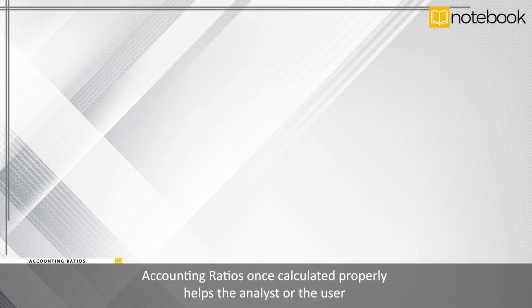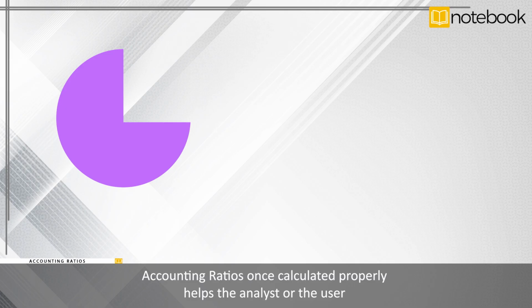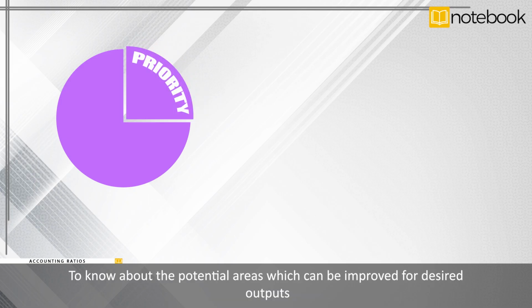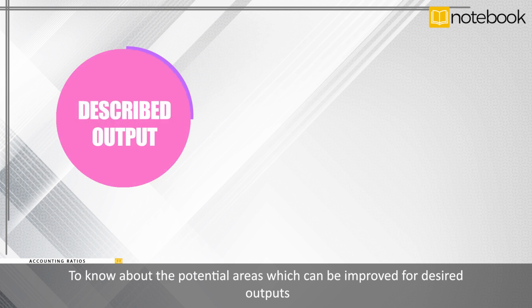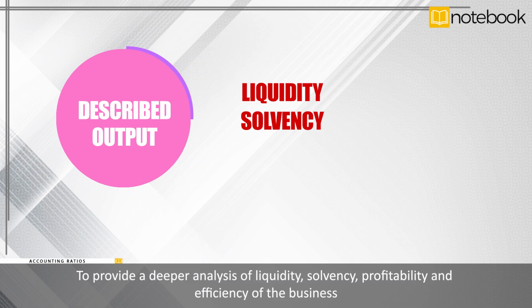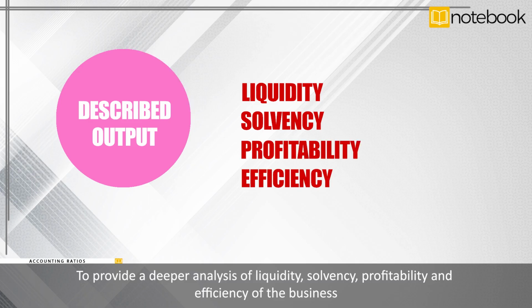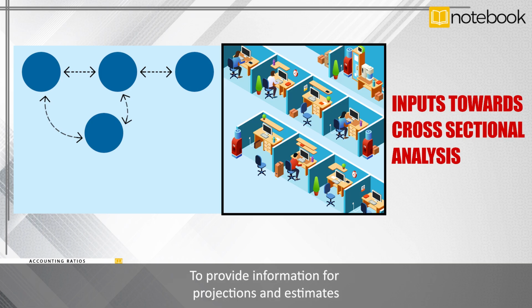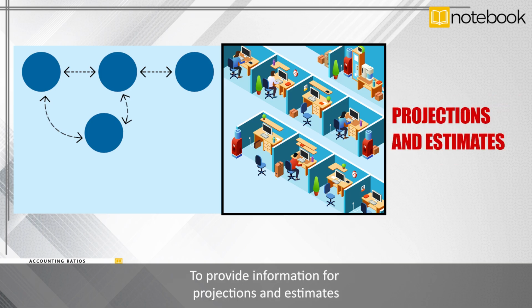Based on this, let us quickly understand the major objectives of accounting ratios. Accounting ratios, once calculated properly, help the analyst or the user to understand which areas of the business require attention on priority, to know about the potential areas which can be improved for desired outputs, to know a deeper analysis of liquidity, solvency, profitability, and efficiency of the business, to provide inputs towards cross-sectional analysis by an overall comparison to benchmarked industry standards, to provide information for projections and estimates.